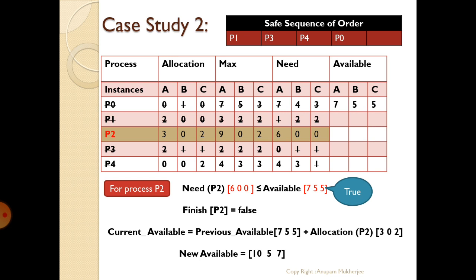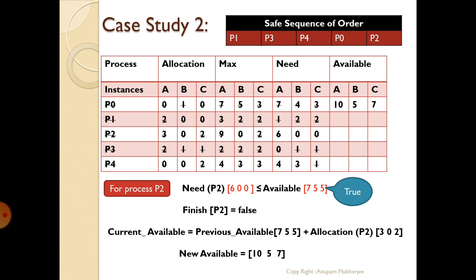We move on to the last process, that is P2. The need of P2 is 600 and the availability is 755. The condition is true, that is less than or equal to the present availability. So we update the present system availability by adding the previous availability plus allocation. The new availability will be 1057 and P2 is the fifth element of the safe sequence of order.